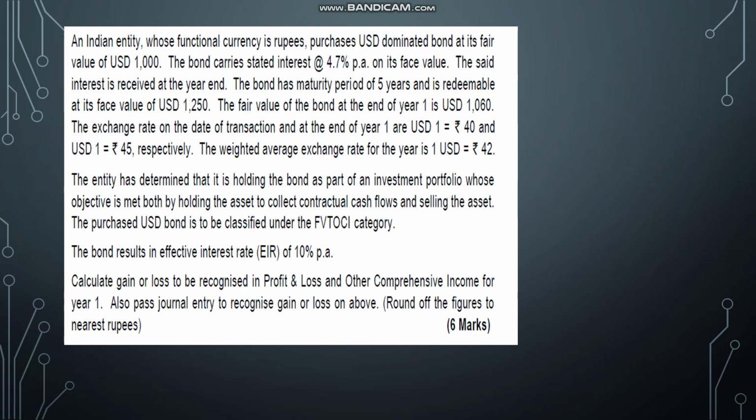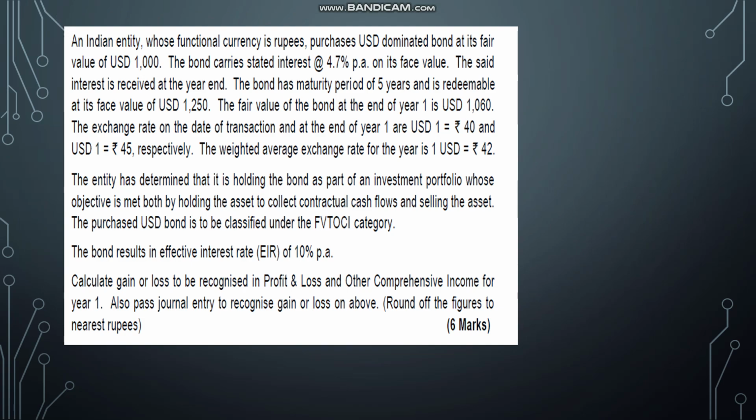The exchange rate and the rate of transaction at the end of year one are $1 equal to rupees 40 and $1 equal to rupees 45 respectively. The weighted average exchange rate for year one is 42. Entity has determined that it is holding the bond as part of an investment portfolio whose objective is met by holding the asset to collect contractual cash flows and selling the asset. The purchased dollar bond is to be classified under FVTOCI category.